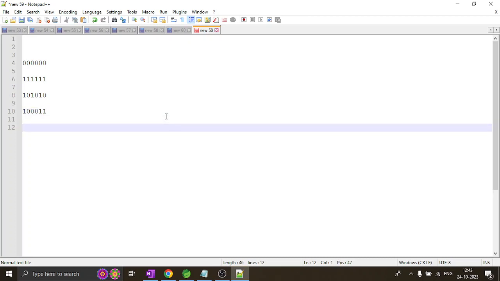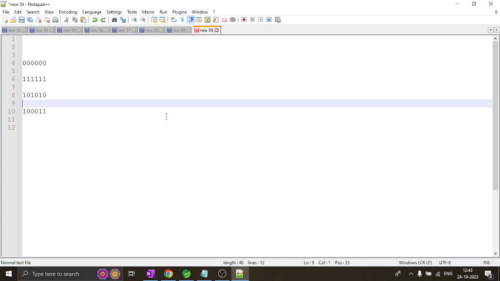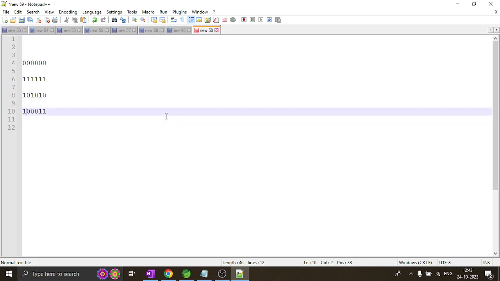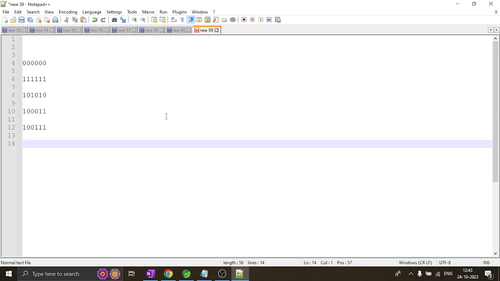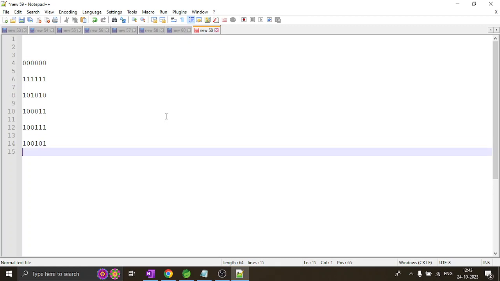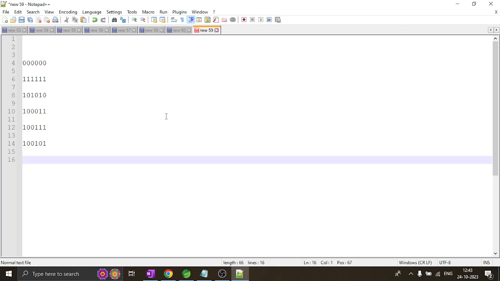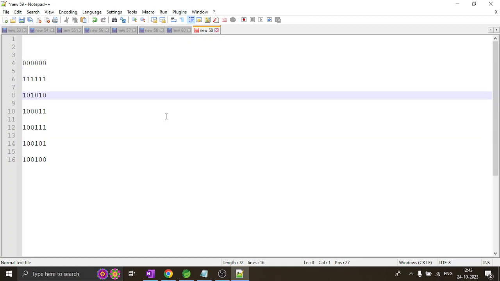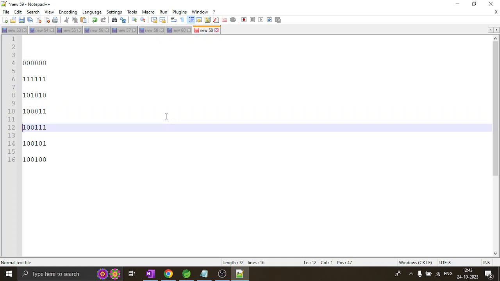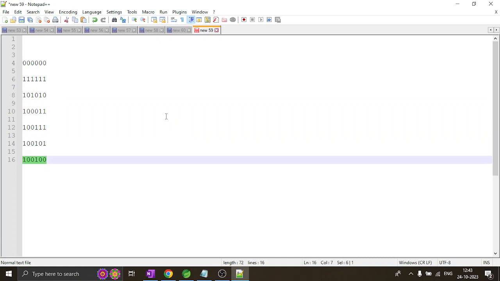This is the first fluctuation, second, third. For the fourth fluctuation, only the fourth bulb will be toggled. So it will be 1, 0, 0, 1, 1, 1, right? For the fifth fluctuation, the fifth bulb will be toggled. And for the sixth fluctuation, only the sixth bulb will be toggled. So 1, 0, 0, 1, 0, 0. This is for the second fluctuation, this is for the third, fourth, fifth, and then sixth.